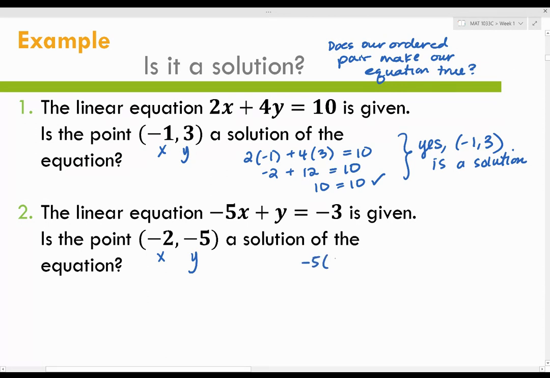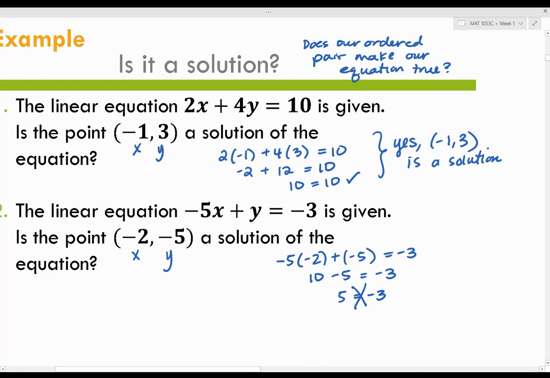So I have -5 times -2 plus -5 equals -3. I have -5 times -2, which is 10, minus 5 equals -3. I'm going to combine my numbers on the left-hand side. So 10 minus 5 is 5, equals -3. Now I'm going to look. In order for this to be true, I would need the same thing on the left-hand and right-hand side of the equation. So when I look at this one, 5 does not equal -3. That's false. So if they ask me, is -2, -5 a solution? This time, I have to say no. -2, -5 is not a solution.